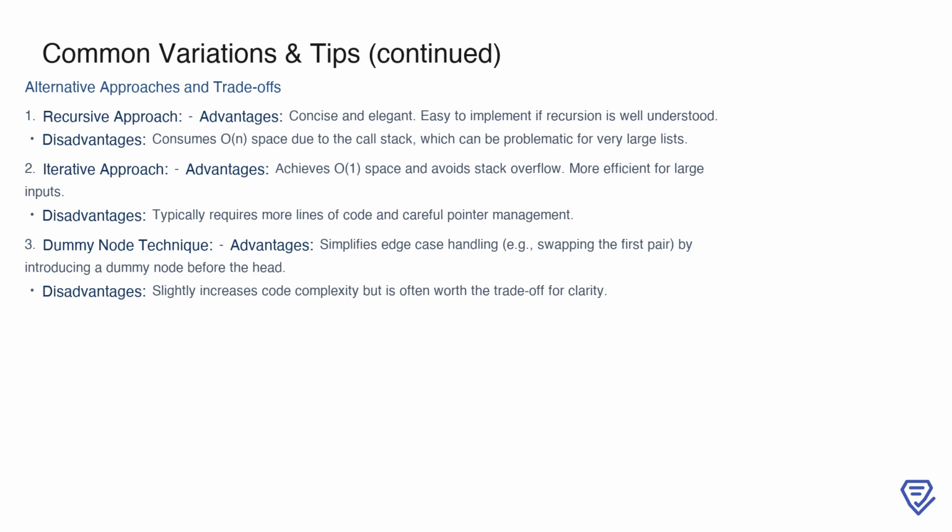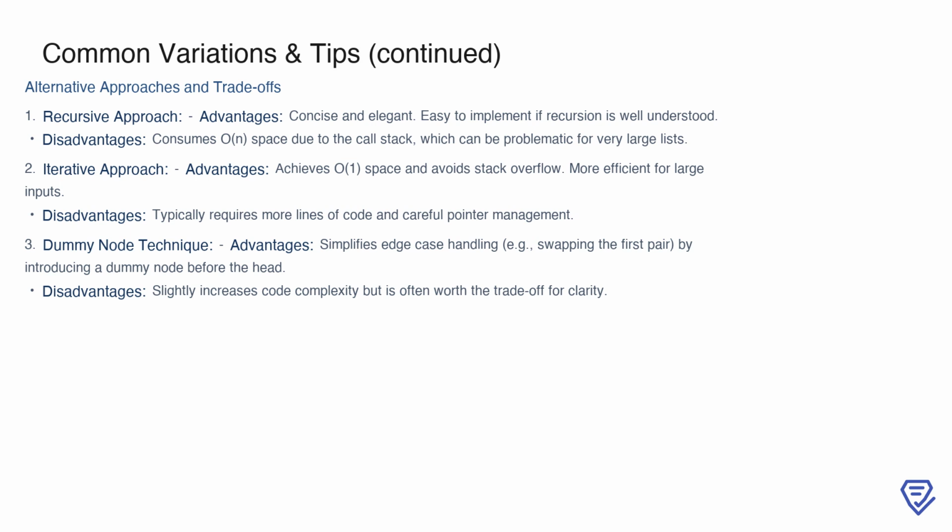When solving this problem, it's also important to weigh the trade-offs between different approaches. The recursive approach is often admired for its elegance and concise implementation. If you're comfortable with recursion, it can make your solution very clean. However, it comes with the disadvantage of O(n) space due to the call stack, which can be a problem for very large lists. On the other hand, the iterative approach avoids the stack entirely and achieves O(1) space, making it more efficient for large inputs. The trade-off here is that it typically requires more code and careful pointer management, which can be tricky for beginners.